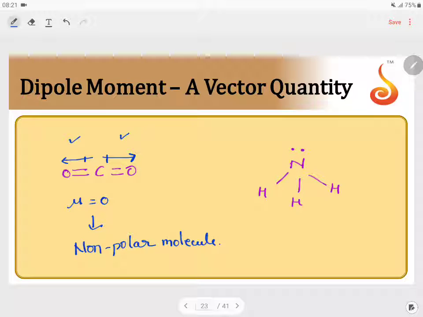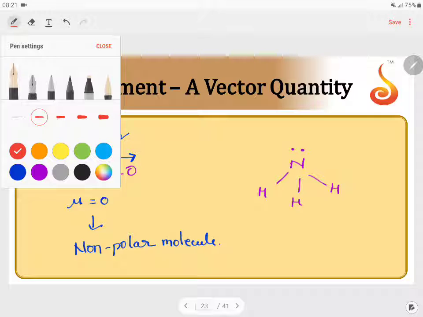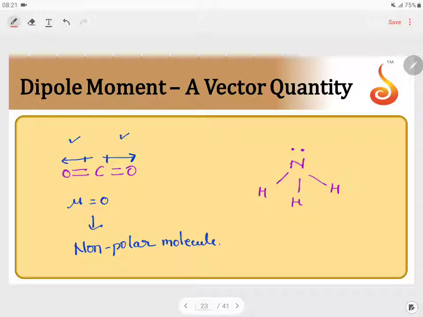Similarly, if you consider NH3, among nitrogen and hydrogen, the more electronegative element is nitrogen. Therefore, the arrow should be pointed towards nitrogen. The resultant is also on this side. All the vectors are adding up at one point. Therefore, mu is not equal to 0. Here, the value of the dipole moment is not equal to 0. Therefore, the resultant molecule is polar. It's a polar molecule.